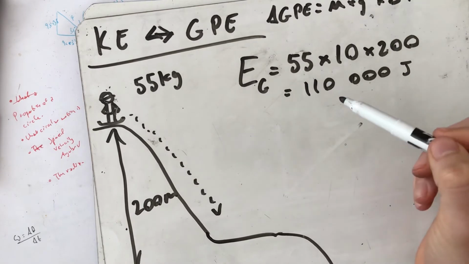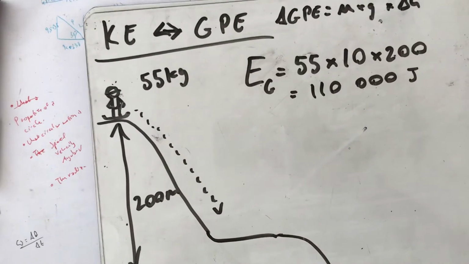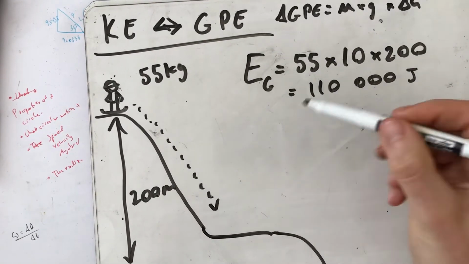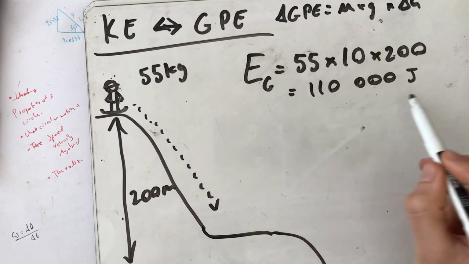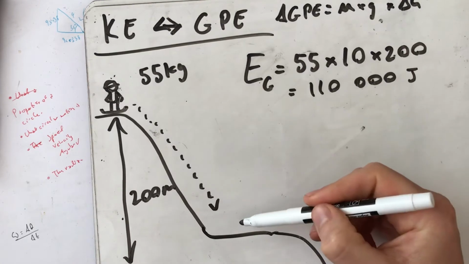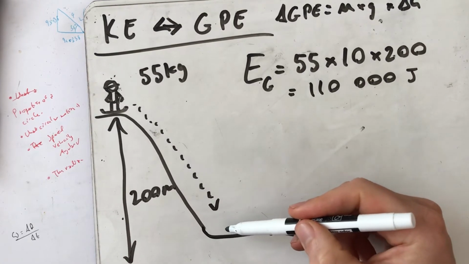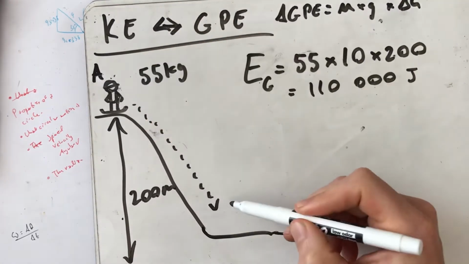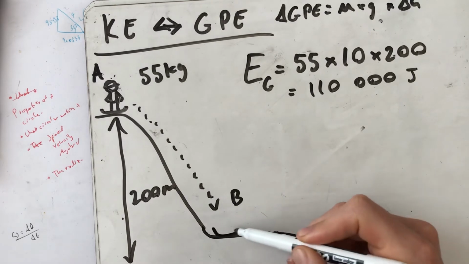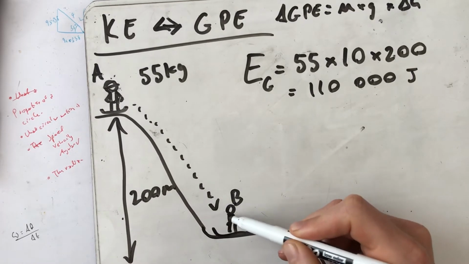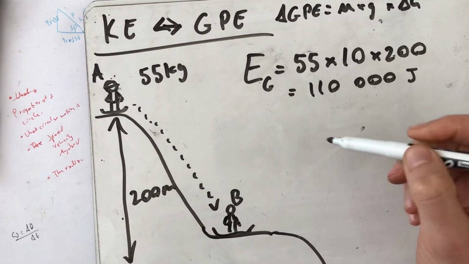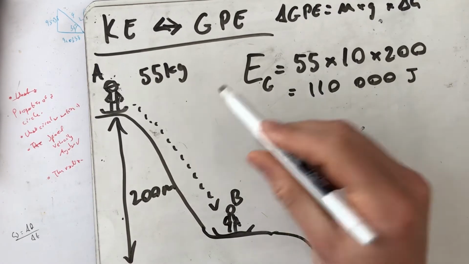Now, if we're ignoring friction, that means that all of this gravitational energy is going to get transformed into kinetic. All of that will become kinetic energy, and that will be his kinetic energy when he gets to the bottom, when he's gone from A to B. Okay, so there he is. Those are supposed to be his arms. All right, all that gets transferred into kinetic energy.